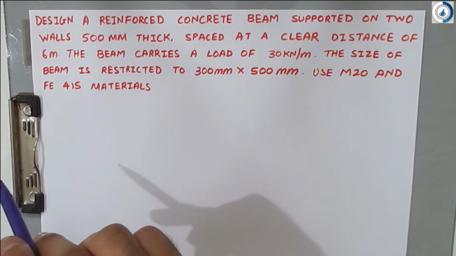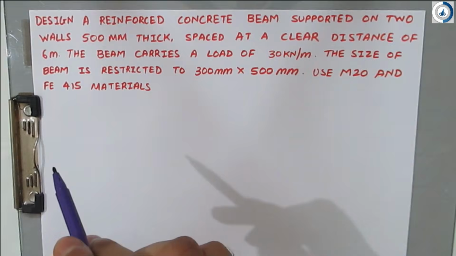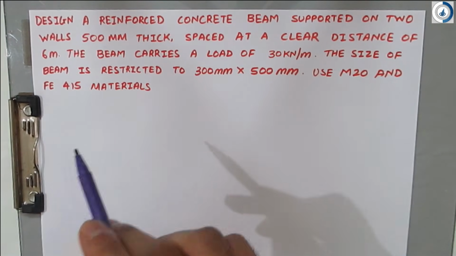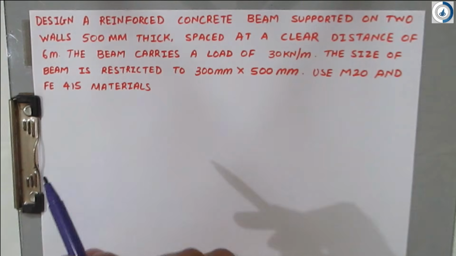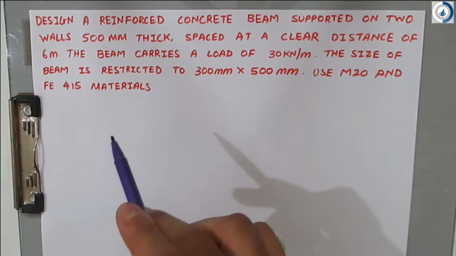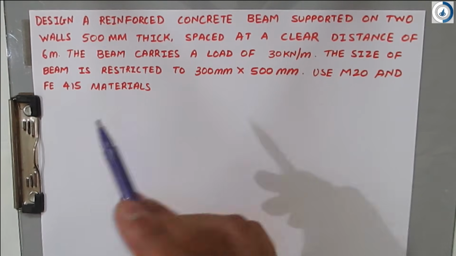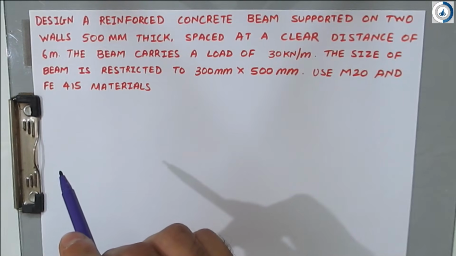The size of the beam is restricted to 300 mm by 500 mm, and you have to use M20 and Fe415 materials. If you want to know why a doubly reinforced beam is provided, you can find the detailed video on my channel, with the link in the top I button and also in the description box, covering why we provide a doubly reinforced beam and what is meant by it. So let's start today's video.